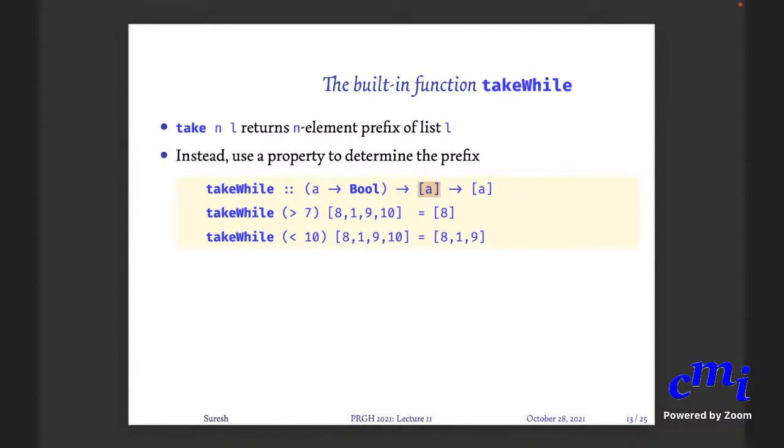What would filter greater than 7 on 8, 1, 9, 10 give you? takeWhile will only give you a prefix, okay, whereas filter will give you a sub list.